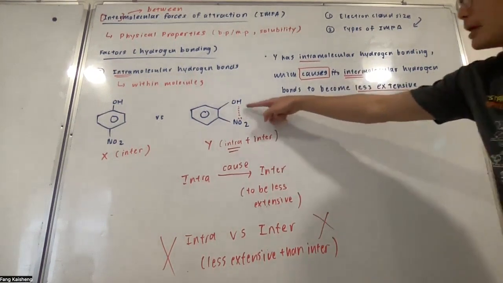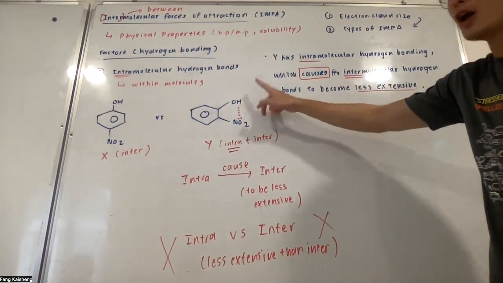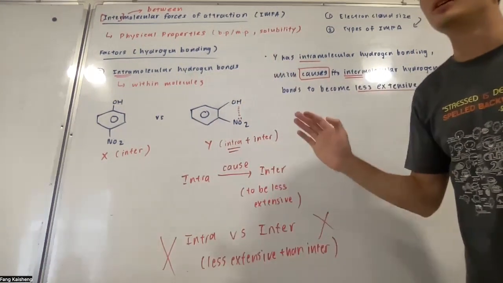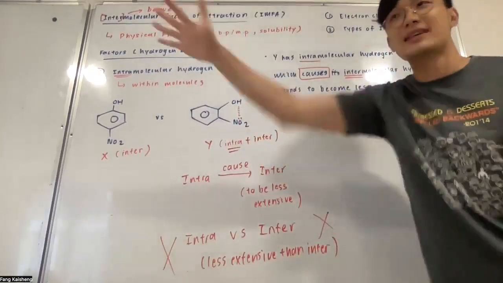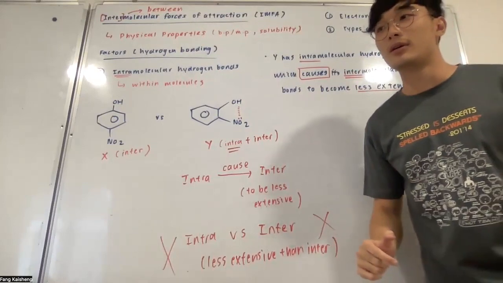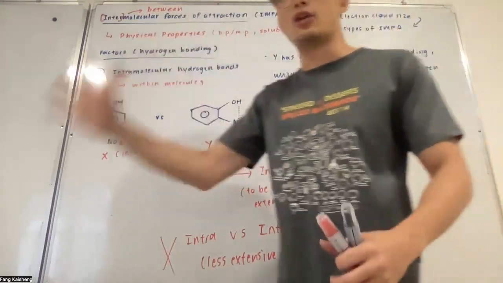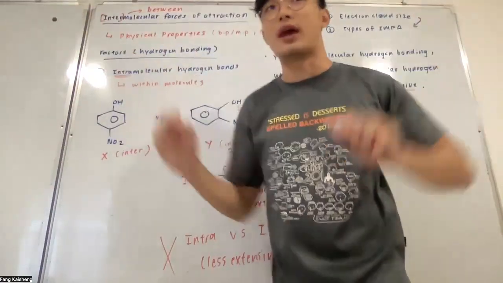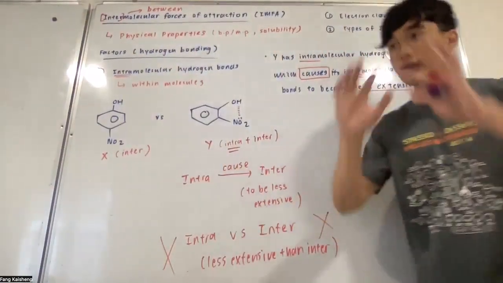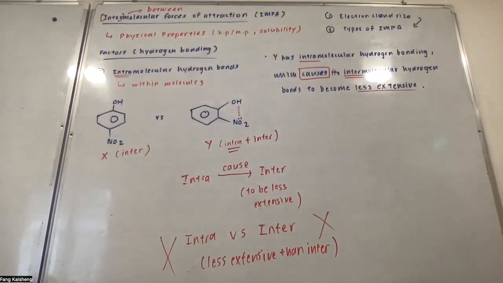Because if you form within yourself, you can't really form outside as much. Does that make sense? Put it in simple English: you form inside, you form less outside. You form more inside, your outside cannot form as much. You can't branch out as far. That's all you need to know for this.